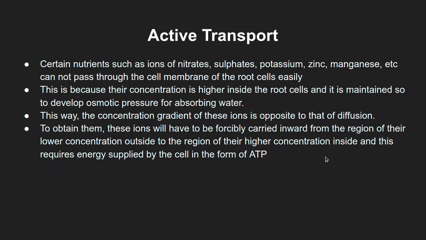Now, where all is it involved? Certain nutrients, for example nitrates, sulfates, potassium, zinc, manganese, all of these, they cannot pass through the cell membrane of the root cell easily. Easily in the sense, the molecule size can be bigger than the pore size of the membrane, and so on. There are several such factors, or the concentration gradient is not steep enough to allow the movement. All of these factors will contribute to the process of active transport.